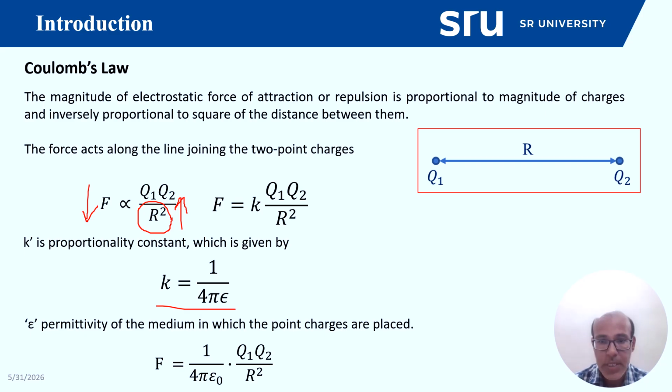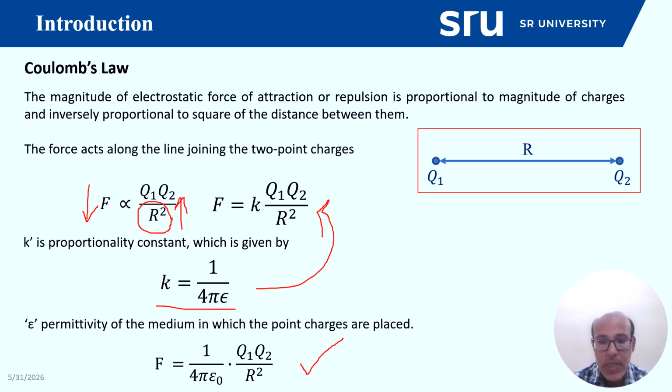If it is free space, we will write it as epsilon naught, 8.85 into 10 power minus 12 farad per meter. That's a constant. So if you put the value of K in this expression, the expression leads to 1 by 4 pi epsilon naught Q1 Q2 by R square. Essentially through this we can calculate the force of attraction or repulsion.